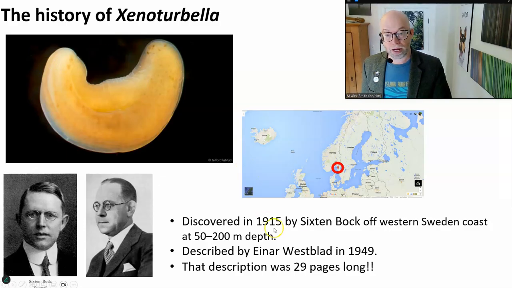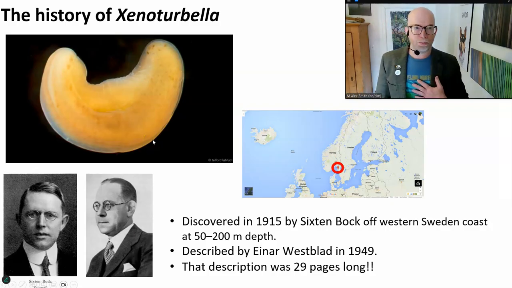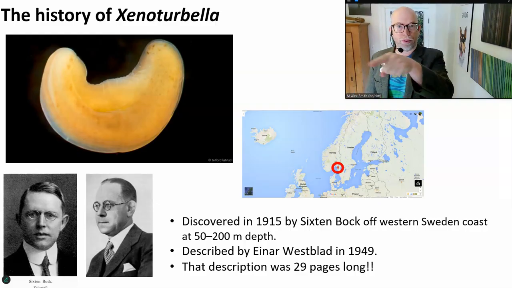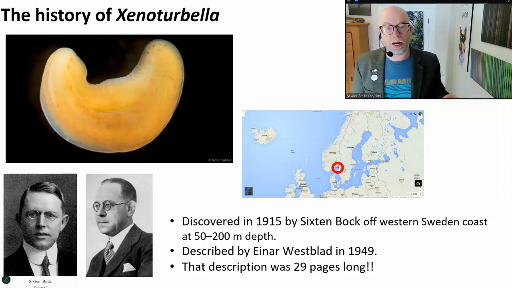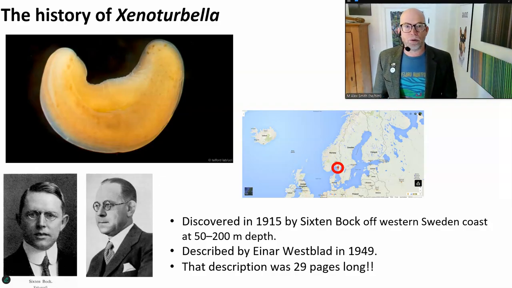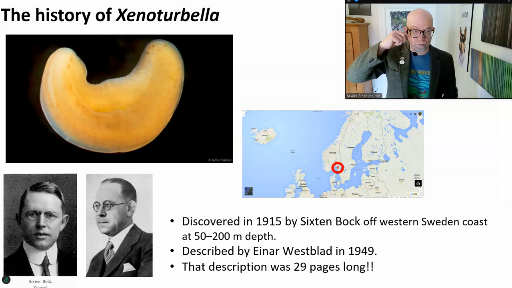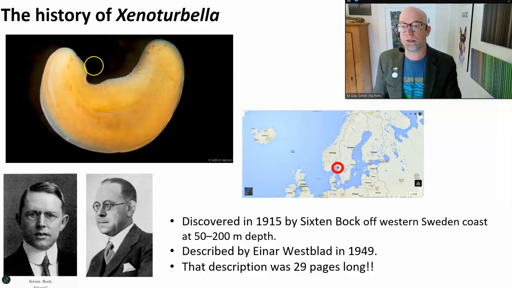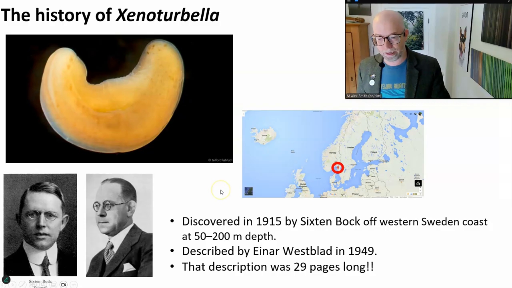And it was described a long time later. And you can imagine my surprise when reading the description that it's nearly a 30-page long description for that little cashew of an animal. Why was there such a long time between the discovery and the description? Well, if you know a little bit about European history, between 1915 and 1949, Europe wasn't an entirely easy place to be, and certainly not a place to do things like taxonomy with great ease.